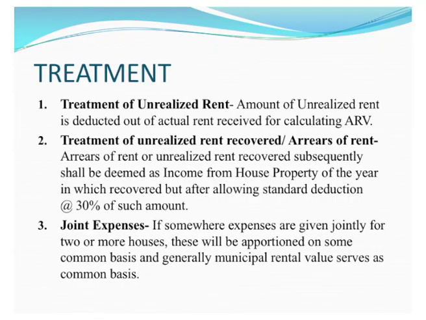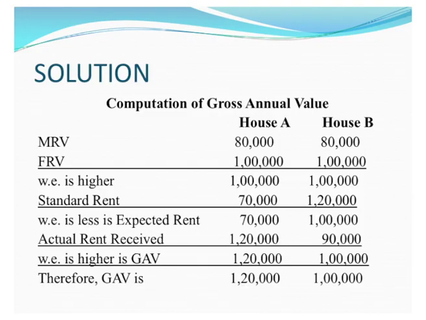Now there are some treatments here. One treatment is unrealized rent. In case the problem specifies rent which has not been paid or is unrealized, you adjust it from the ARV. Similarly, for the treatment of rent recovered and arrears of rent, you add it after the standard deduction.